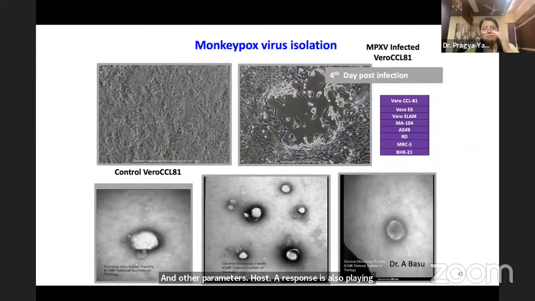This is a picture of monkeypox virus isolation, and you can see some of the electron microscopy pictures taken at NIV by Dr.